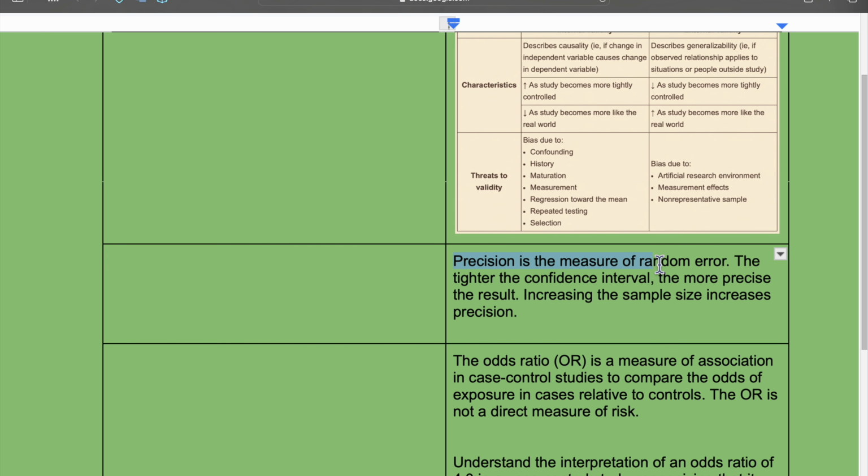Precision is the measure of random error. The tighter the confidence interval, the more precise the result. Increasing the sample size increases precision. Okay, so precision is the measure of random error. The tighter the confidence interval, the more precise the result. Increasing the sample size increases precision.